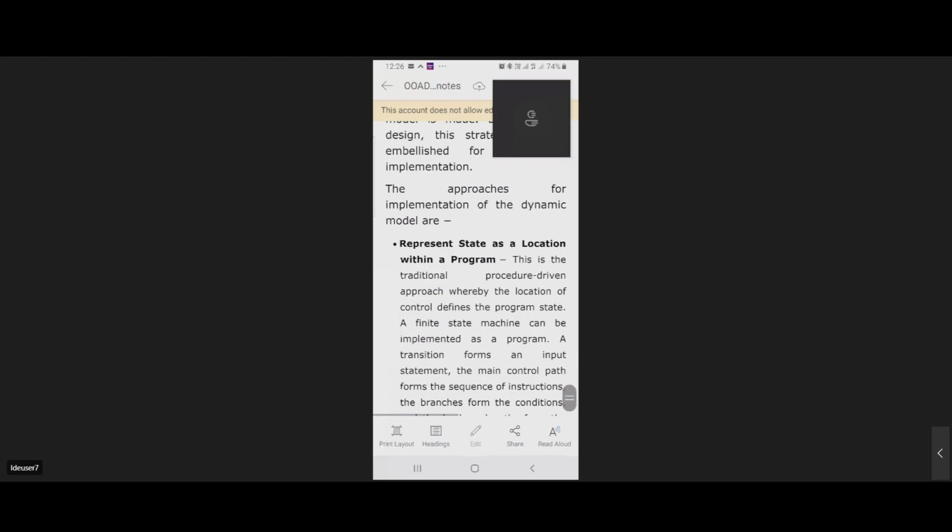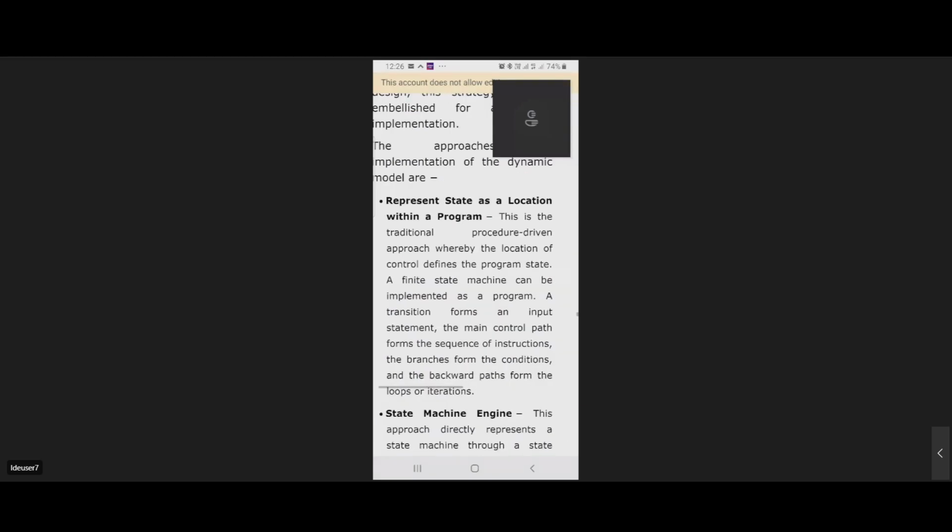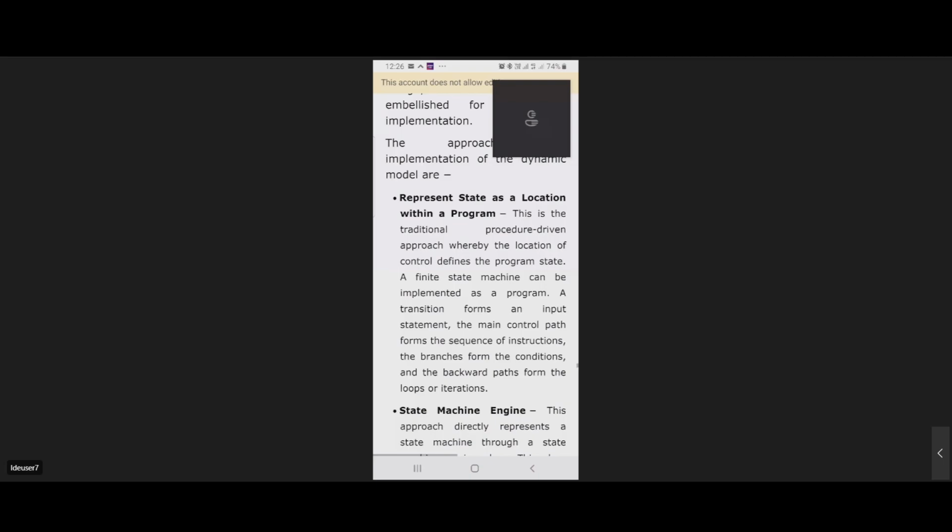What about representing state as a location within a program? This is the traditional procedure-driven approach, whereby the location of the control defines the program state. A finite state machine can be implemented as a program. A transition forms an input statement. The main control path forms the sequence of instructions. The branches form the conditions, and the backward paths form the loops or iterations. These come under representing state as a location within a program.